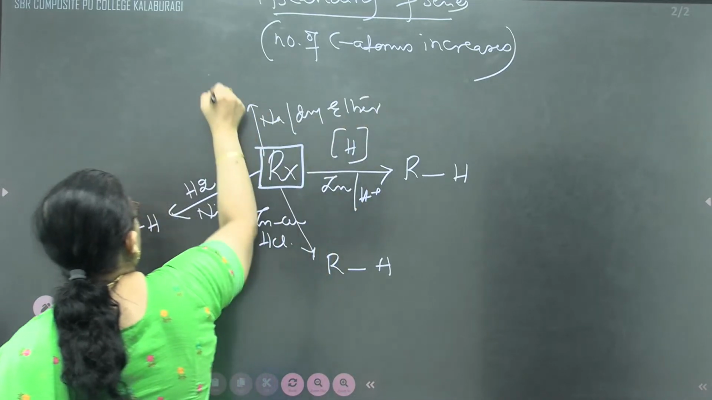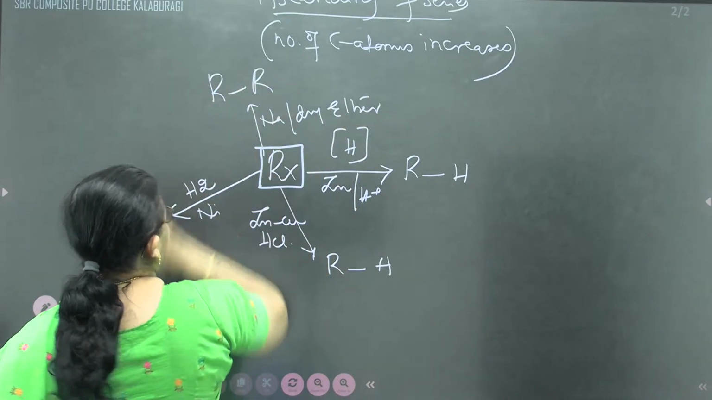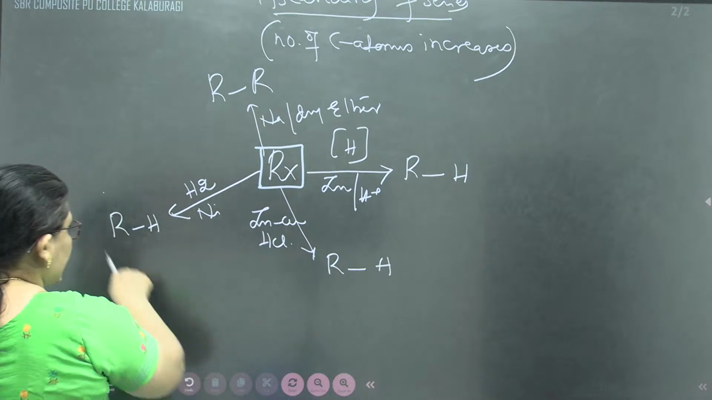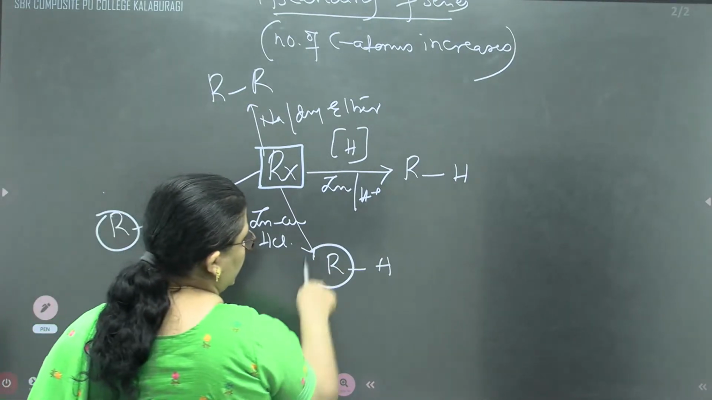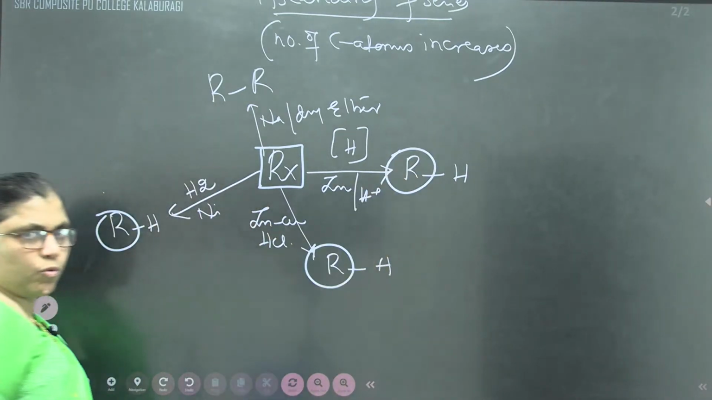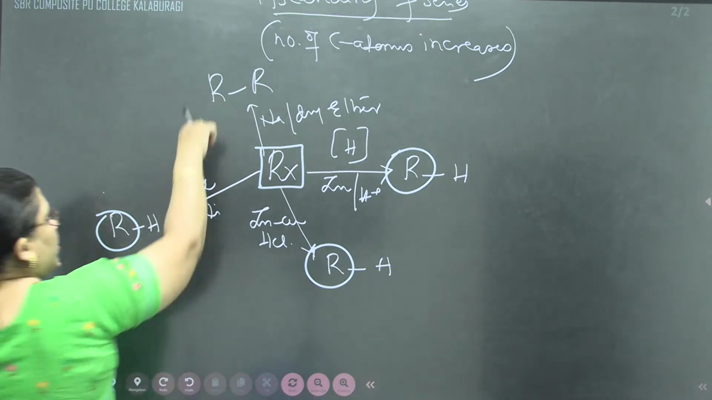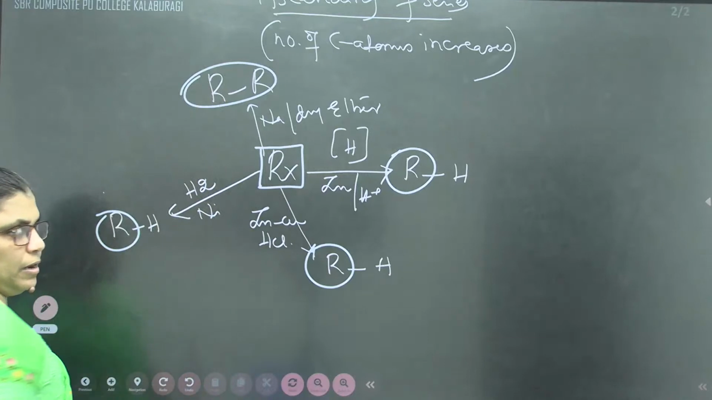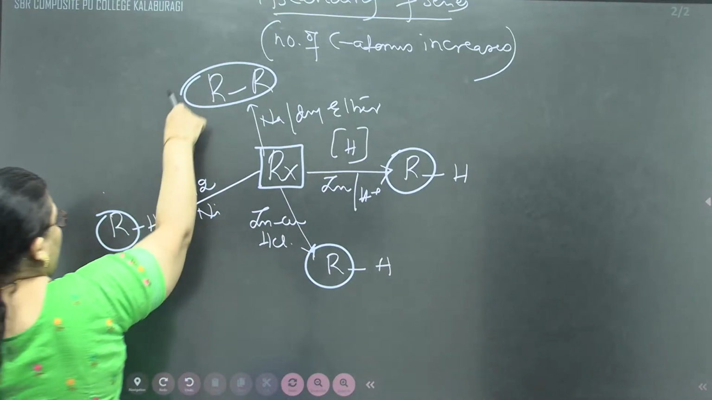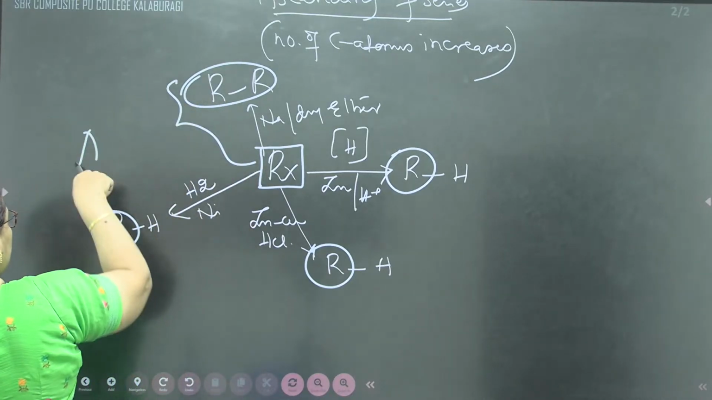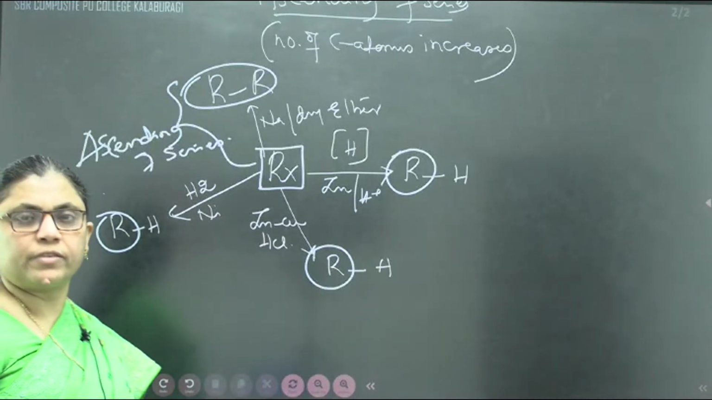In dry ether, we are going to get R–R. In all the three cases, R is only 1, but here R is becoming double. That's why this method is called ascending of series.